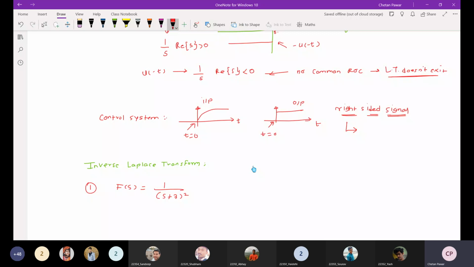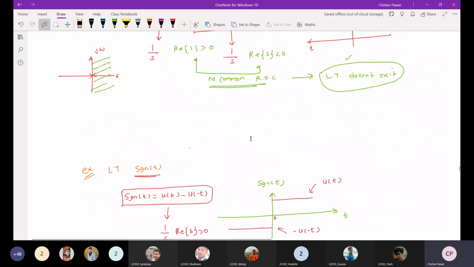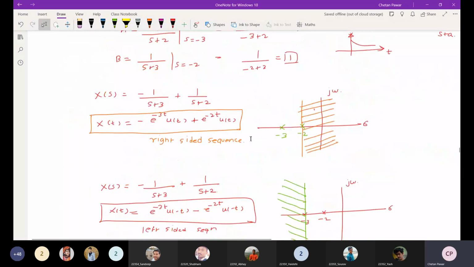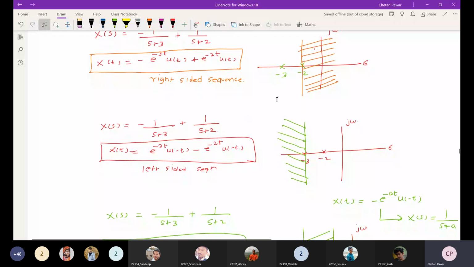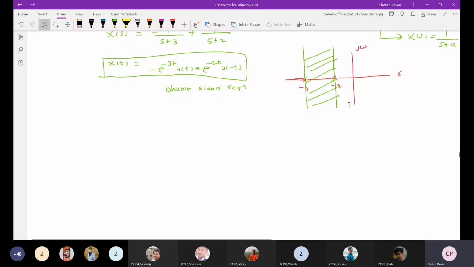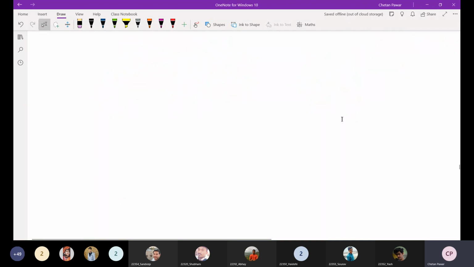Generally they consider it as a unilateral Laplace transform, right? In control systems, when they don't mention any ROC, that signal will be a right-sided signal only. This is the important point here. Here they haven't mentioned any ROC, so there are three possibilities: a right-sided sequence, a left-sided sequence, and a double-sided sequence. I mentioned that just to give you the information.